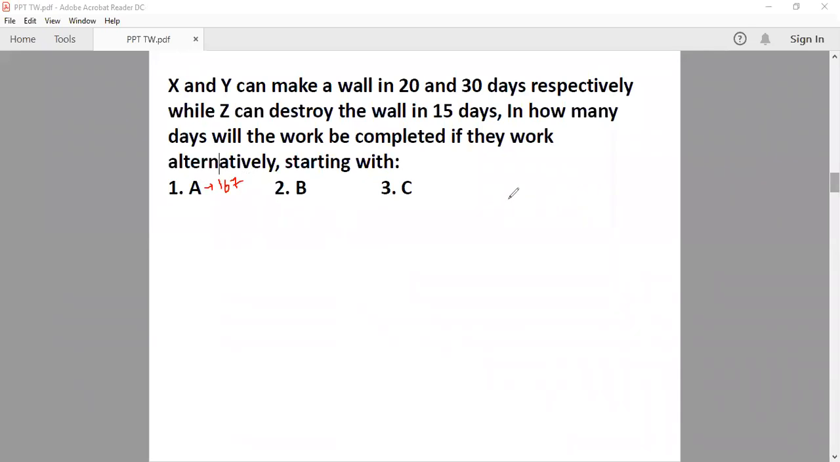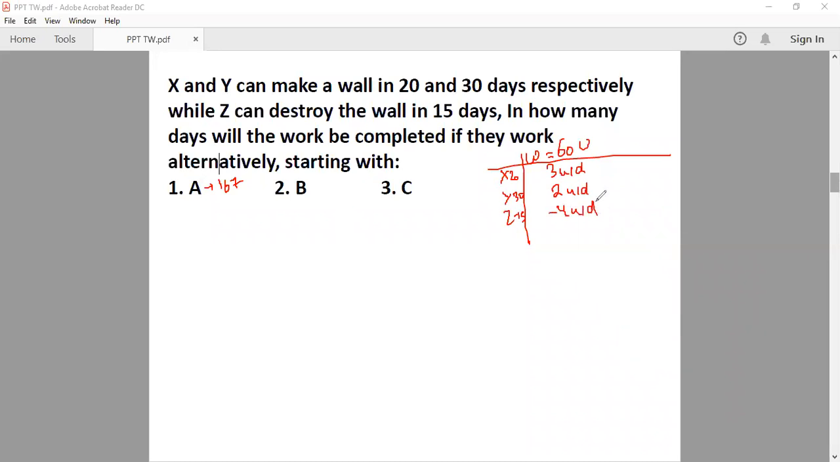आपको दिया हुआ है X, Y, Z or A, B, C, anything. They can complete a work in 20, 30, and Z is negative work. Z is destroying the wall. ठीक है, और Z is doing the negative work. So the total work here I am assuming is 60 units. Since X does the work in 20 days, X is doing 3 units per day, Y is doing 2 units per day, and Z is doing minus 4 units per day.